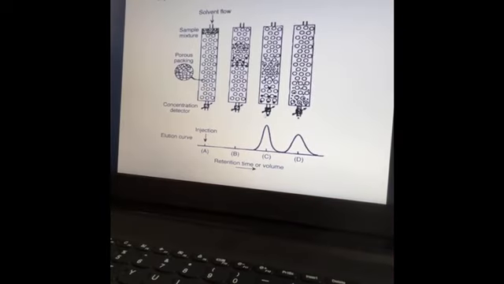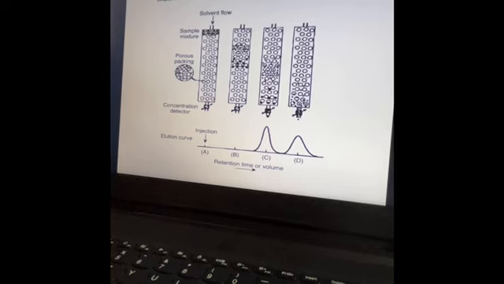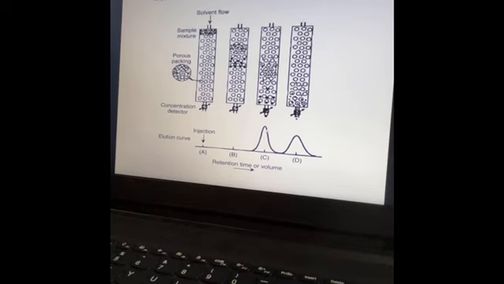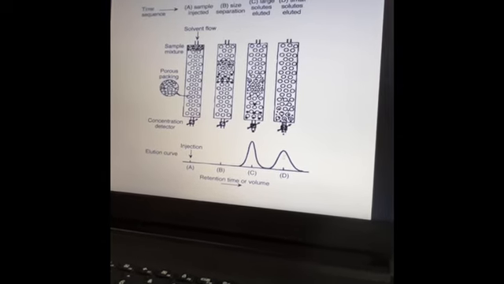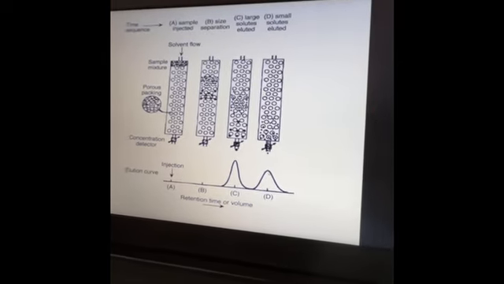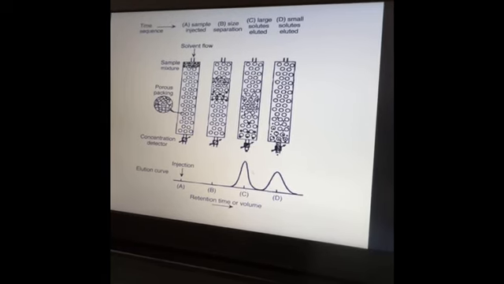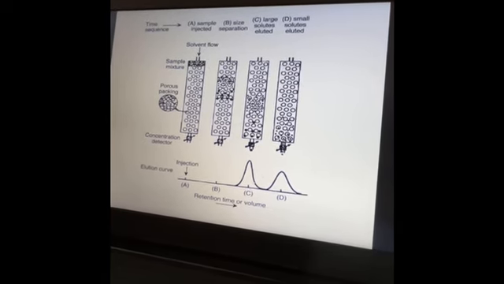If we place the detector at the end of the chromatographic column, we can get peaks. This peak shows the larger solutes and this peak tells about the smaller solutes. And if we get any peak between these two peaks, that is called the intermediate peak.